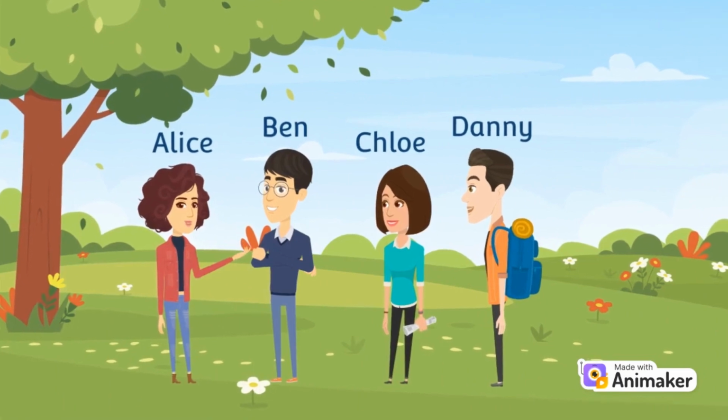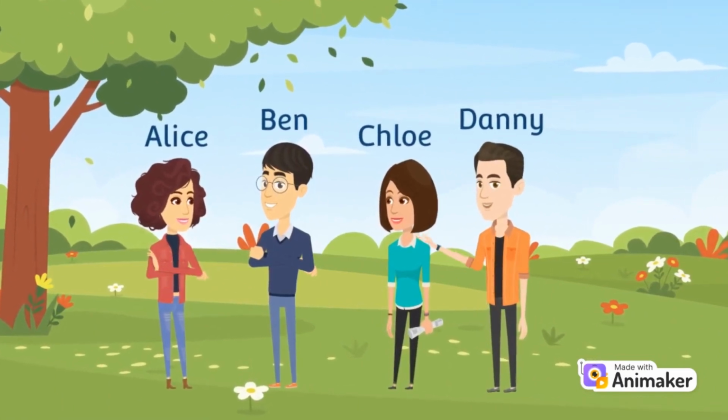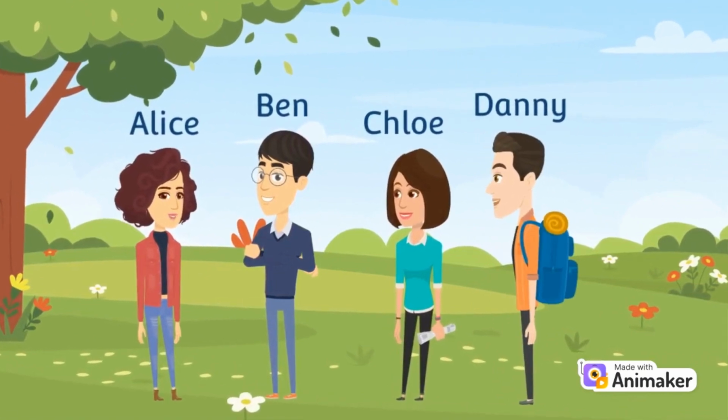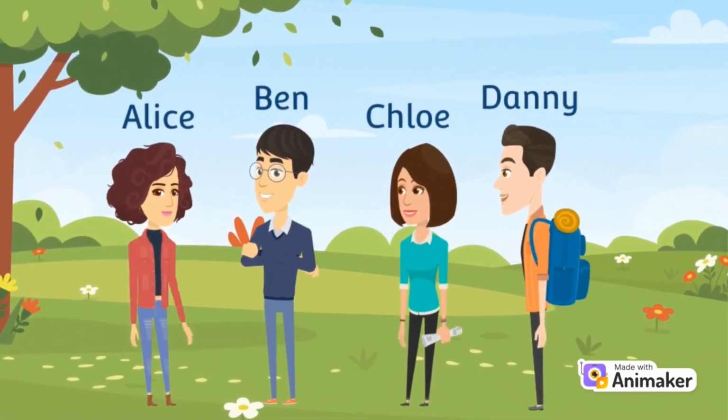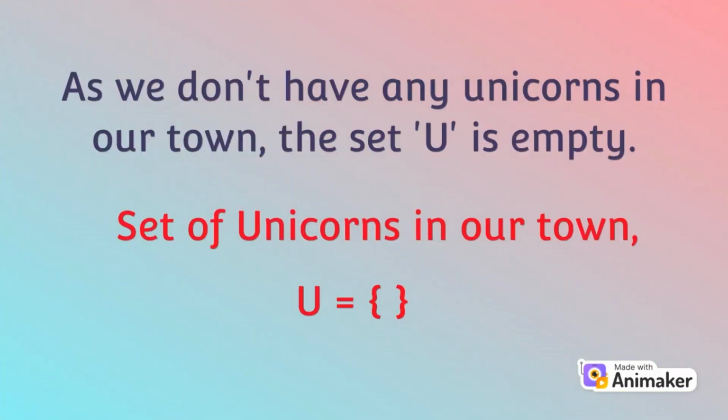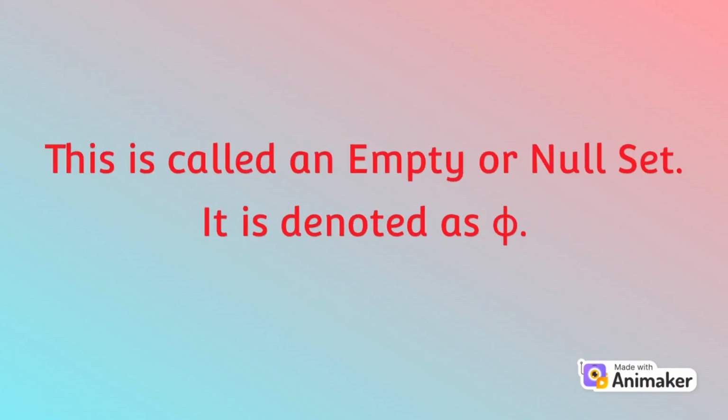Danny, tell me, what is a unicorn? A unicorn is a company that has reached a valuation of $1 billion or more. So how many unicorns are there in our town? There is not a single unicorn in our town. As we don't have any unicorns in our town, the set is empty. This is called an empty or null set.